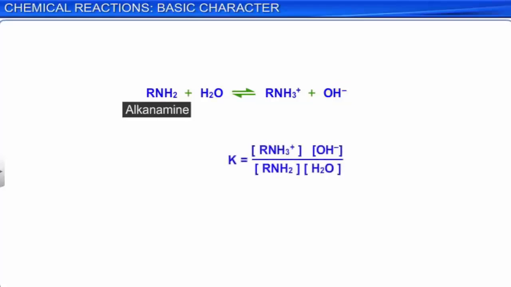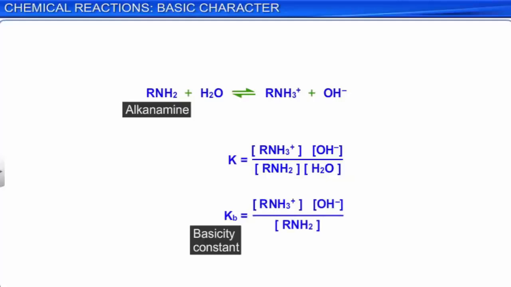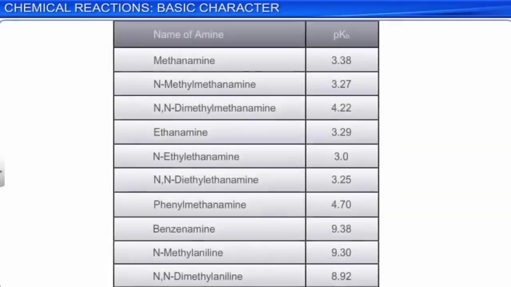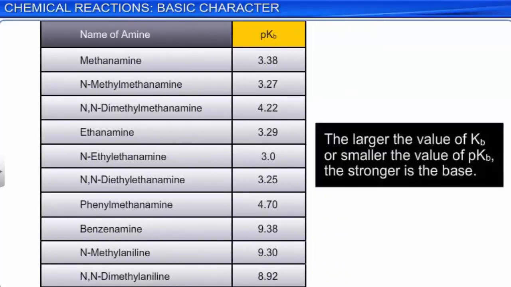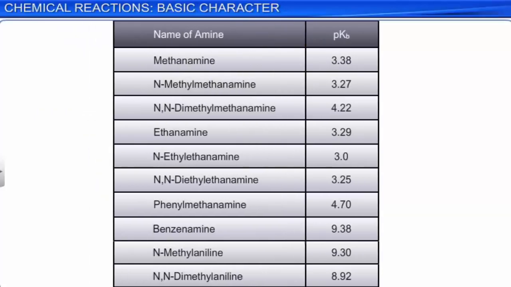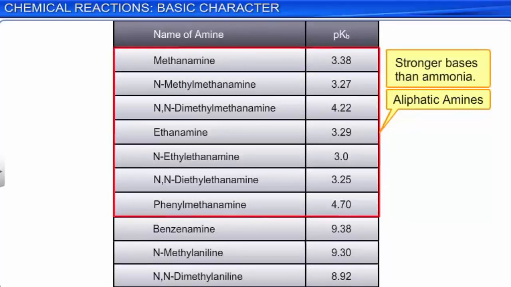By applying the law of mass action to the equation, the base dissociation constant or basicity constant Kb is equal to the product of molar concentrations of RNH3+ and OH- divided by RNH2. You get an idea of the relative basic strength of amines from their Kb or pKb values. The larger the value of Kb or smaller the value of pKb, the stronger is the base. By observing the pKb values listed in the table, we can say that aliphatic amines are stronger bases than ammonia. On the other hand, aromatic amines are weaker bases than ammonia.